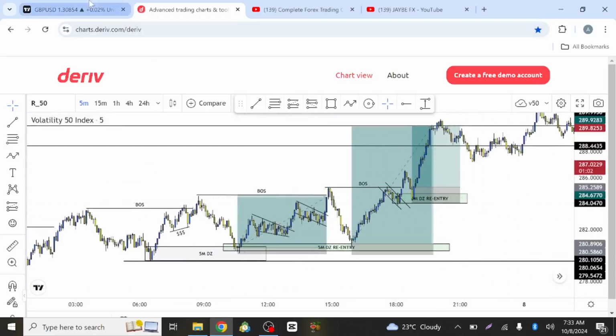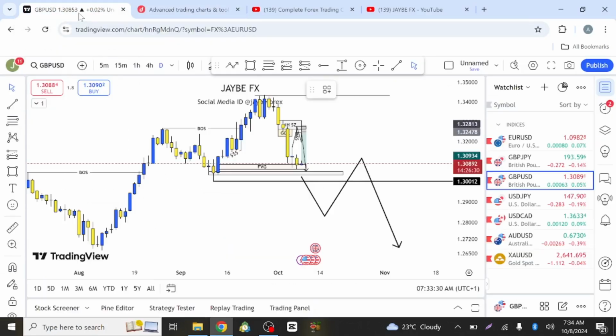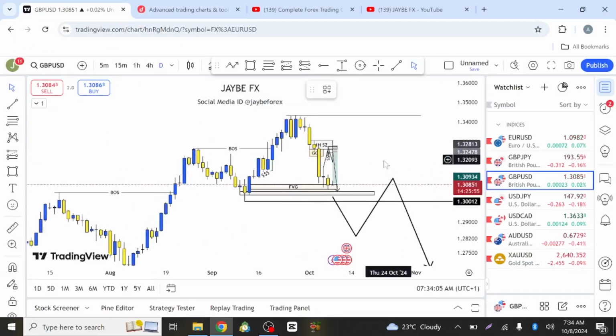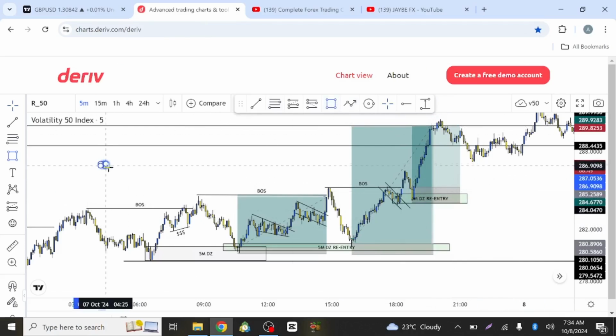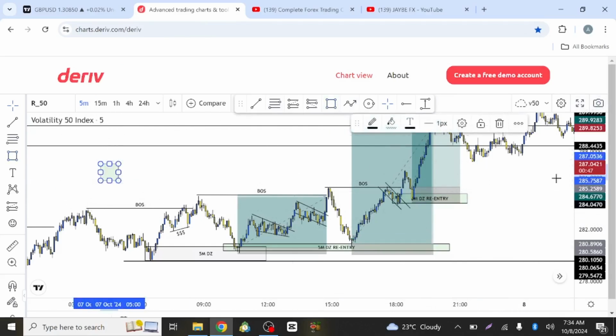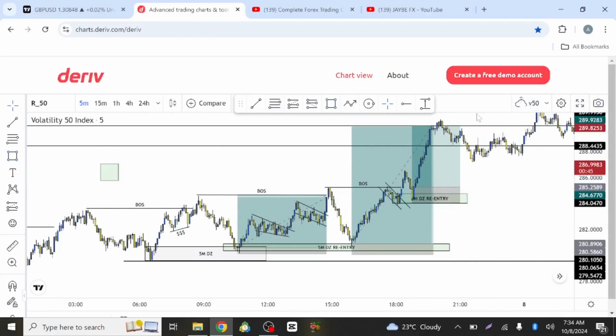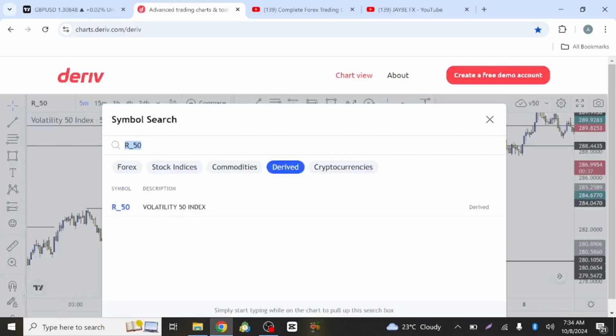Now, the thing is this: the Deriv chart is not like TradingView, whereby your chart is automatically saved. Anything you do on Deriv indices, let's say I want to draw stuff here, I have to click on this save to save it, else you will lose your chart ASAP. Always click on save.